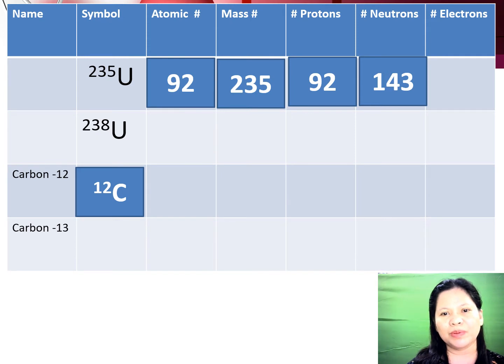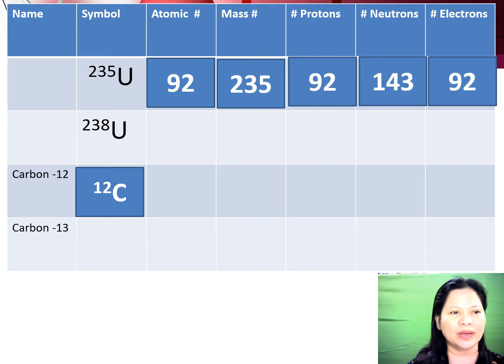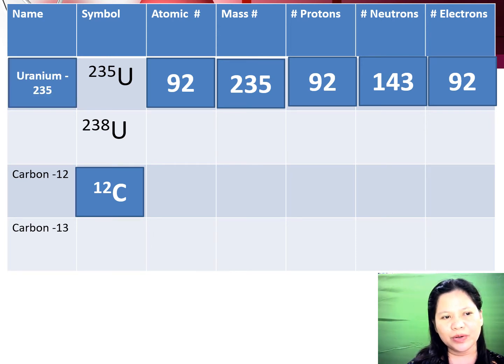So what would be the number of electrons? Well, that is still 92. Now what about the name? How do you write the name for isotope? The name for isotope, we have uranium-235. That is the proper way of writing isotope.